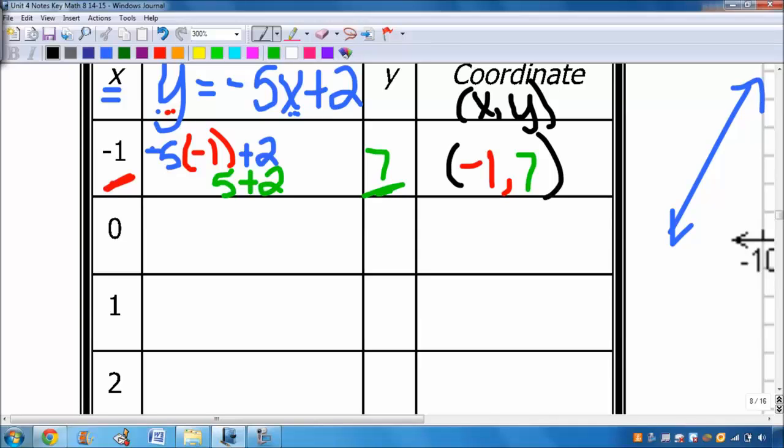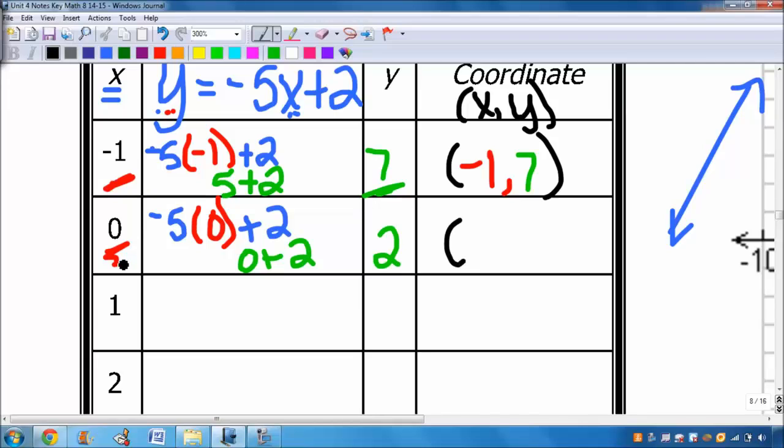Let's try the next one. So if I were to do negative 5, and instead of x right here, I'm going to replace it with this number right here, which is 0. So it's negative 5 times 0 plus 2. Well, negative 5 times 0, anything times 0 ends up being 0. So I'd get 0 plus 2, which is 2. So that means that my coordinate right here would have to be my x value, which is 0, followed by my y value, which is 2. So it'd be 0, comma 2.